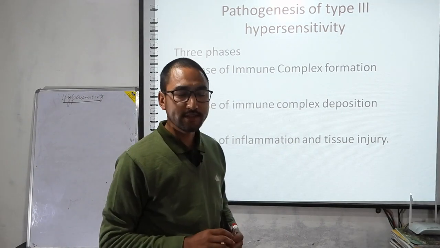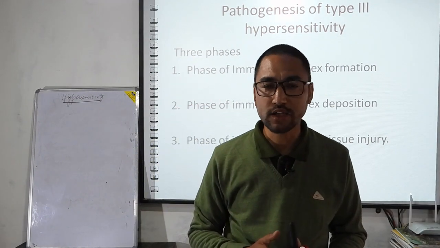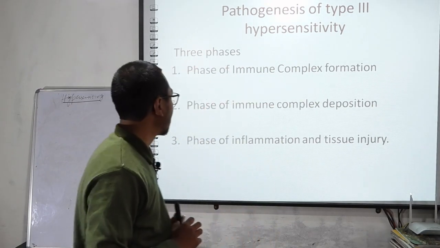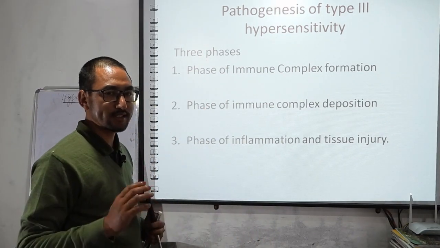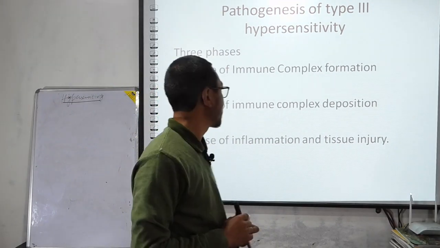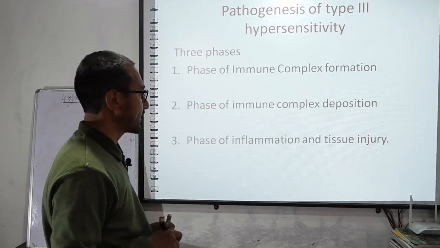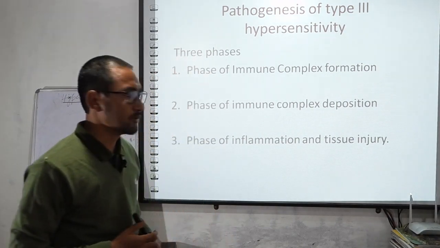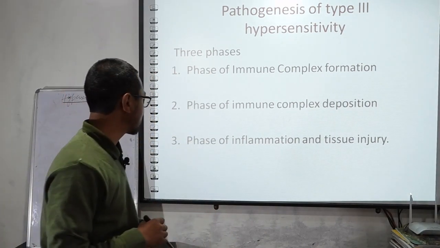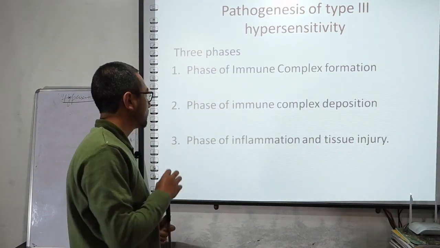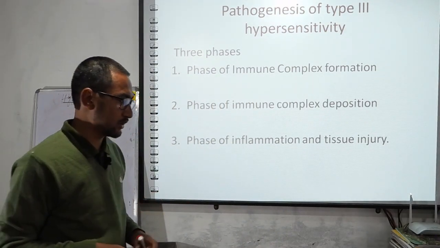So the pathogenesis, how disease occurs by this type 3 hypersensitive reaction, occurs in 3 phases. The first phase is the phase of immune complex formation, the second phase is the phase of immune complex deposition, and the third phase is the phase of inflammation and tissue injury. We will discuss all these 3 phases in short.